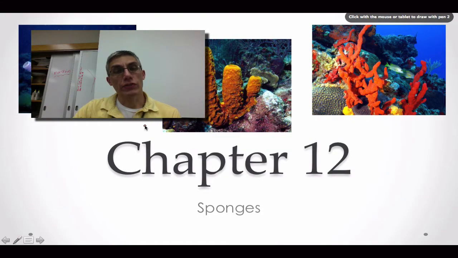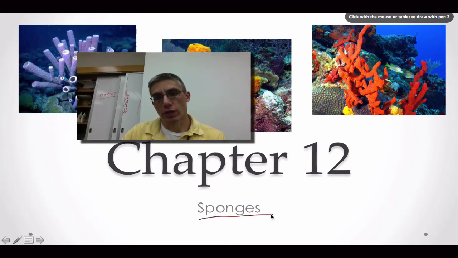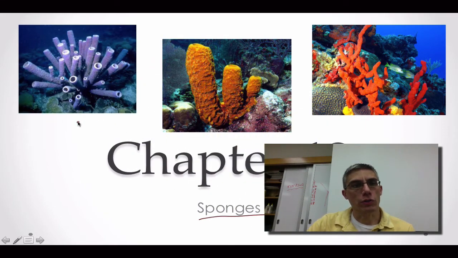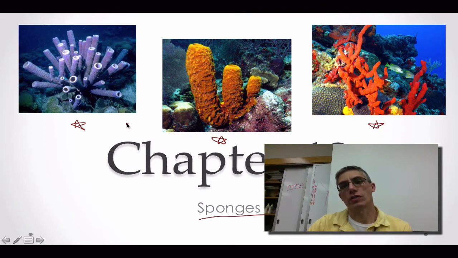Okay, so welcome back. This is going to be our very first screencast for Chapter 12, and in Chapter 12 we are going to be looking at sponges. And if you look at the very top of this screen, you're going to notice that we have three different varieties of sponges. And one thing I want you to really pay attention to is the complexity or variety of shape that you're going to find in each of these animals.